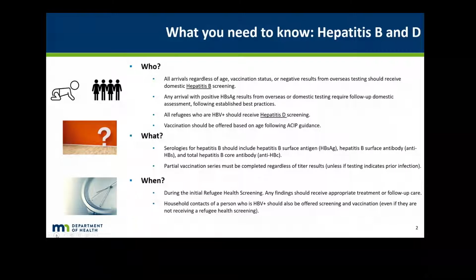Serologies for hepatitis B should include hepatitis B surface antigen, hepatitis B surface antibody, and total hepatitis B core antibody. Partial vaccination series must be completed regardless of titer results, unless testing indicates prior infection. Hepatitis B screening should occur during the initial refugee health screening, and any findings should receive appropriate treatment or follow-up care. Household contacts of a person who is HBV positive should also be offered screening and vaccination, even if they are not receiving a domestic refugee health screening.